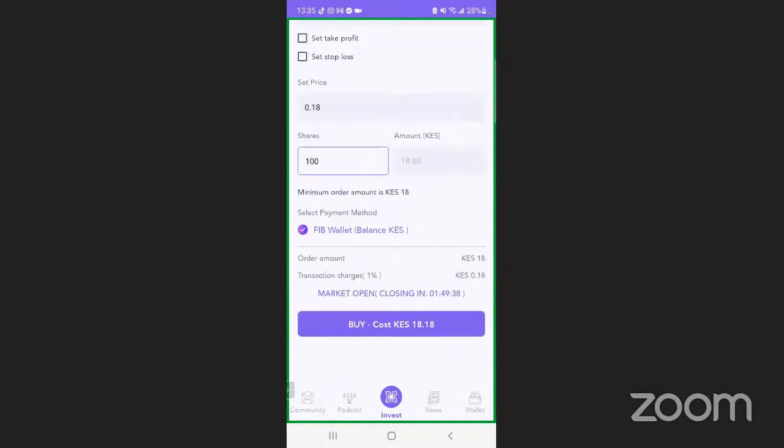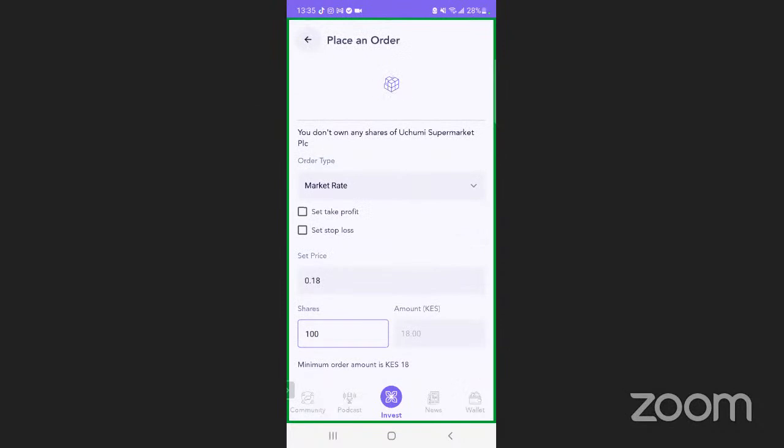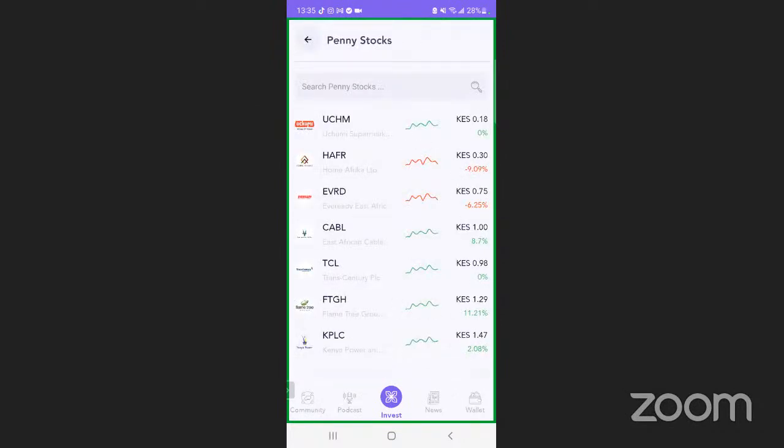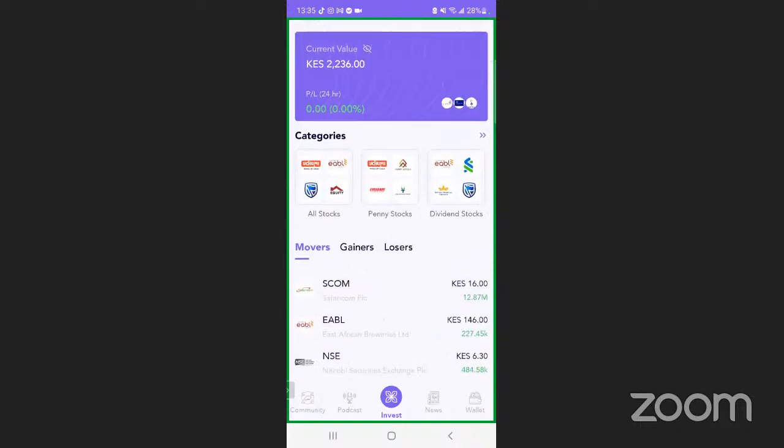So you can start with little money, and the guys with little money, you'd go for the penny stocks. Okay, so we have some penny stocks like East African Cables, Transcentury, etc. On the other hand, let's talk about dividends, which the guys ask about in the Kenyan market: which companies should I invest in to get some good dividends?